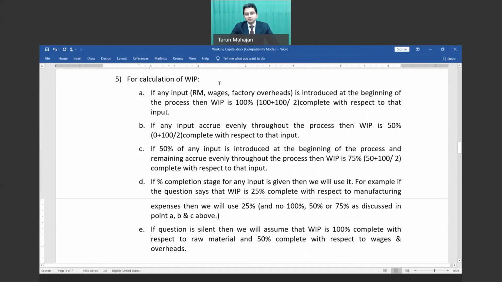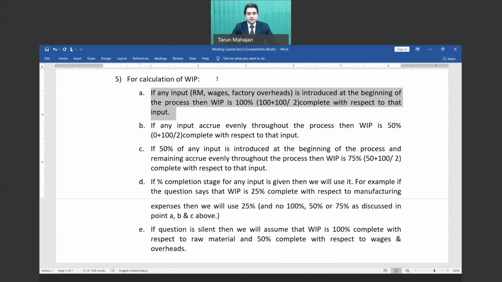Look, probably if you can recall some of the concepts of process costing, this thing will become easy for you. For calculation of WIP means work which was started but which is not yet completed. So I don't directly calculate WIP. Rather, I calculate components of WIP. Now, what does that mean?